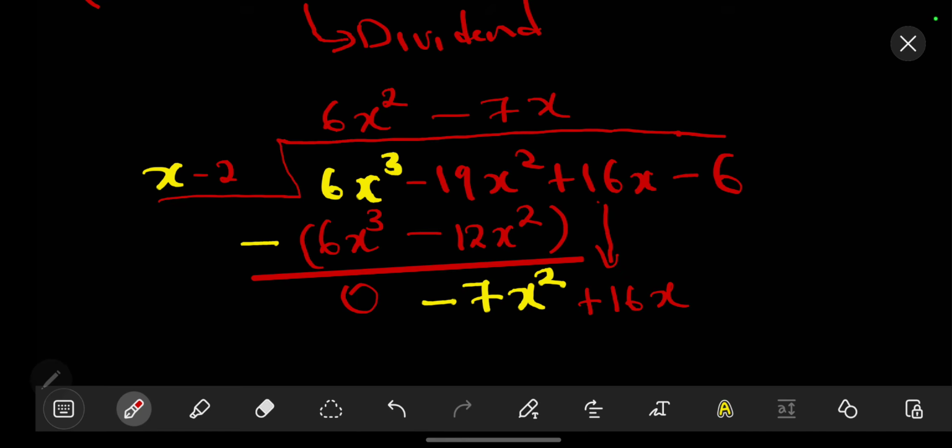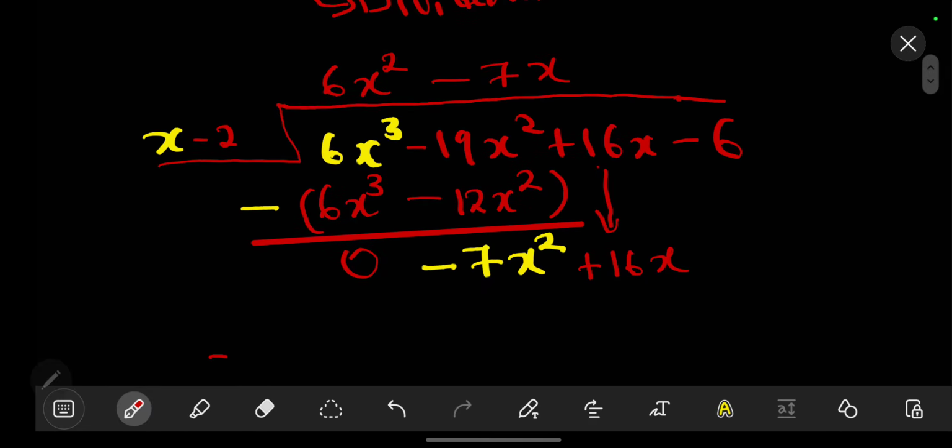Then multiply. When we multiply, we are going to have a negative 7x by x. So negative 7x by x will give us negative 7x squared. So we are going to write this. So we are going to have negative 7x squared. Then this negative 7 by 2, this will give us a positive, negative 7x times negative 2. This will give us this and this positive 14x like that.